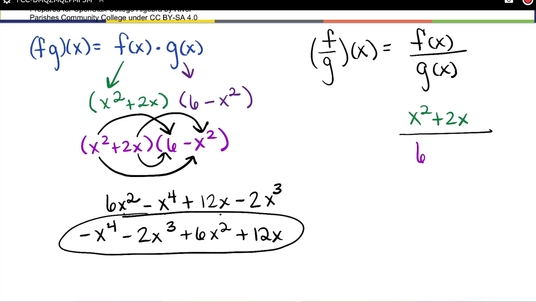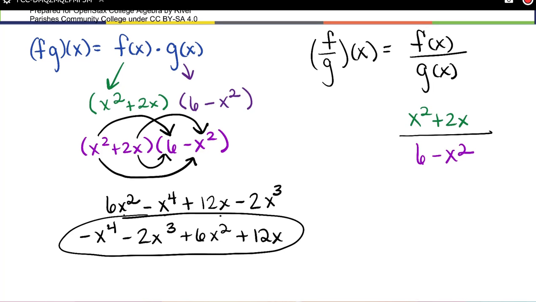And to see if you could reduce it at all, you can factor the top. That factors into x times x plus 2 because x squared and 2x have a greatest common factor. But there are no greatest common factors on the bottom, and it's not difference of squares. So this is really as far as it can go. You can leave it like this or like that.